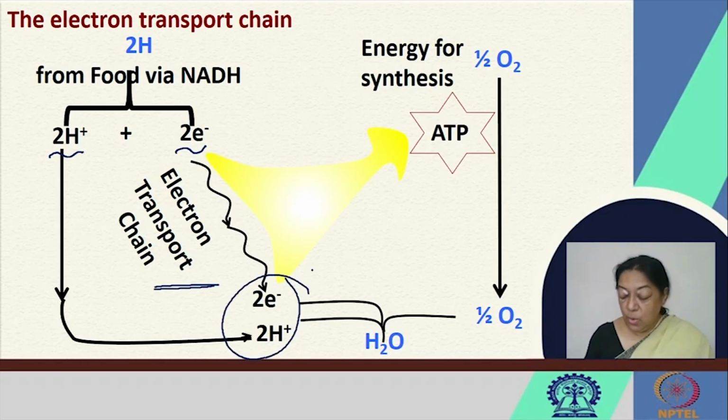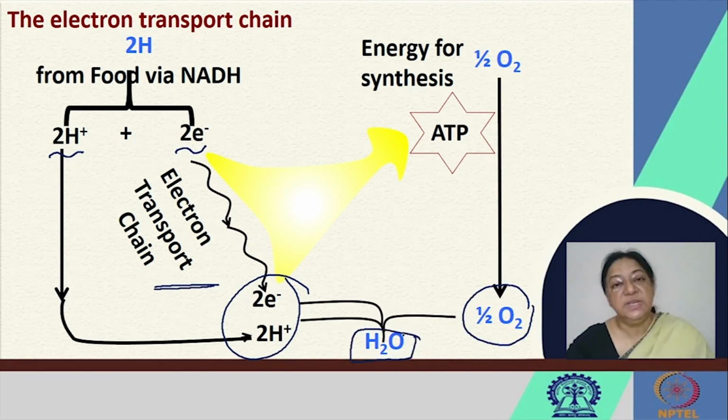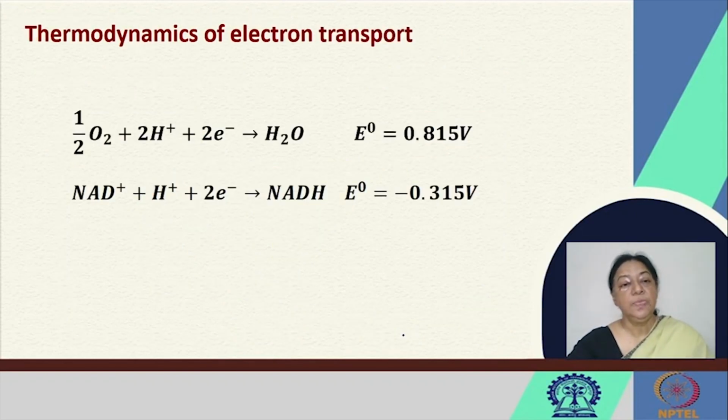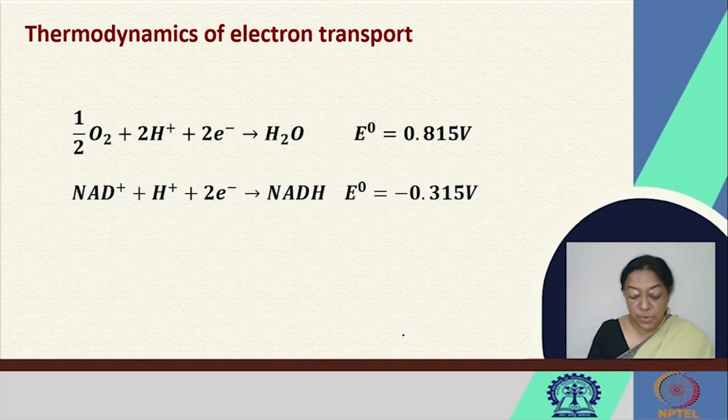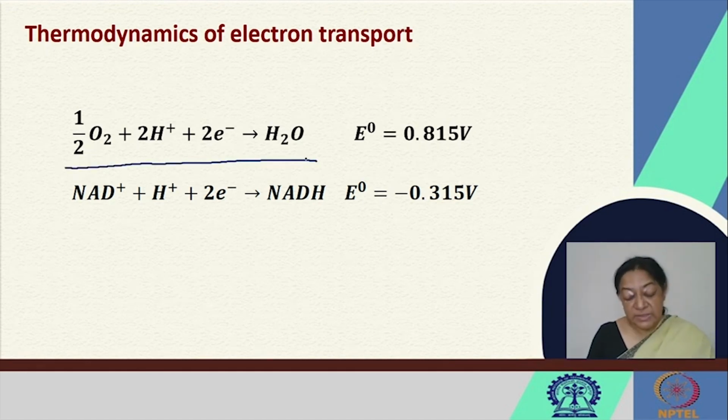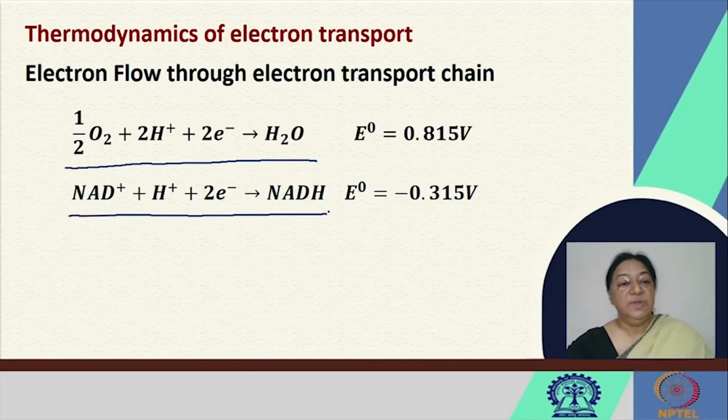This will then, with the oxygen, produce water in the processes involved in the electron transport chain. If we look at the thermodynamics of electron transport, we see that this is the overall reaction, but it is coupled with this reaction involved in the electron flow through the electron transport chain.